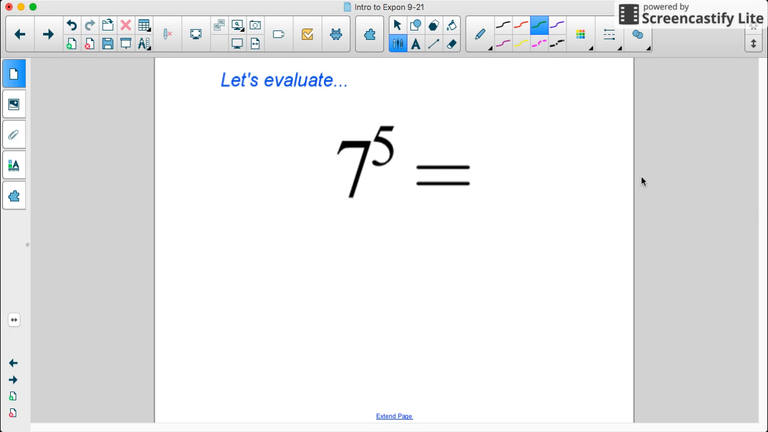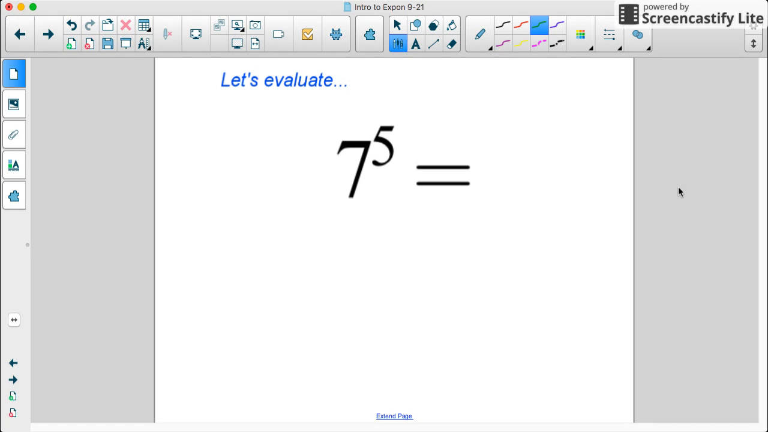For our next one, let's evaluate. Evaluate again, meaning solve. We have 7 to the 5th power. This means that 7 is our base and 5 is our exponent, which means we have 7 being multiplied 5 times to itself. Remember, it's not 7 times 5, because that would give us 35. It is 7 times 7 times 7 times 7 times 7. So we're going to take our calculators again, and we're going to type it in. But there is no button for a 5th power. We do not have that ability on our calculators. So there's going to be a different way that we're going to use it.